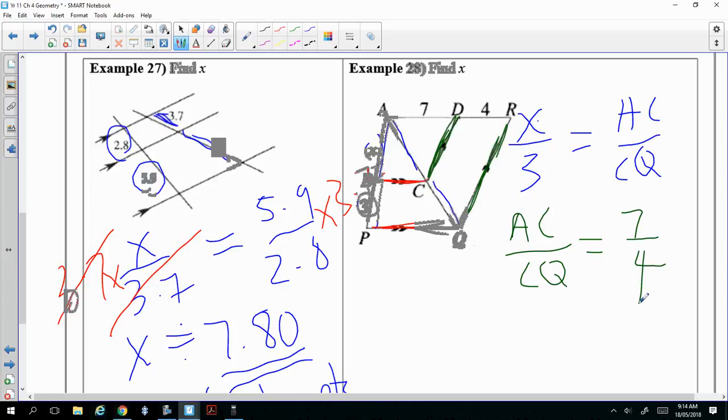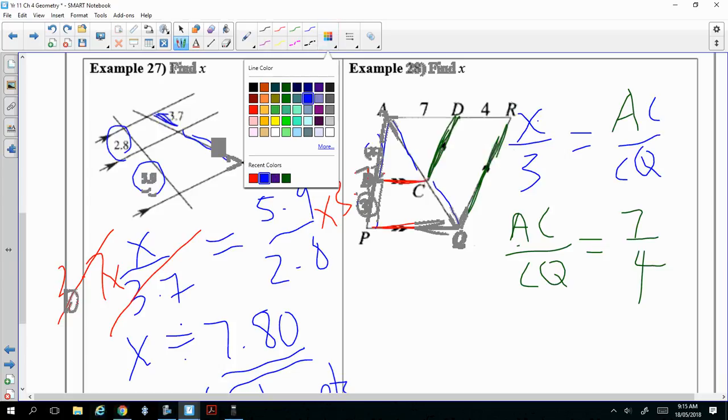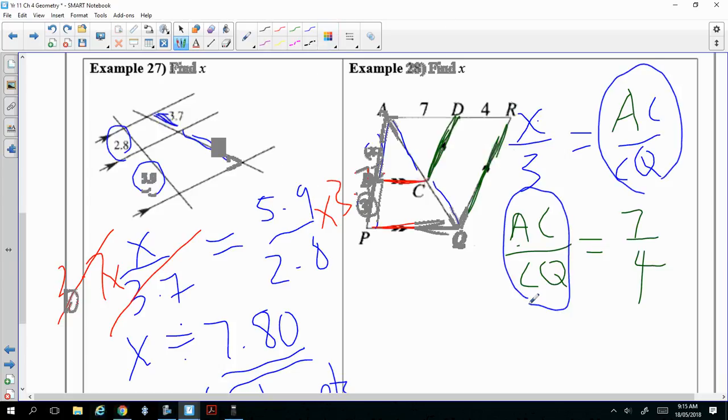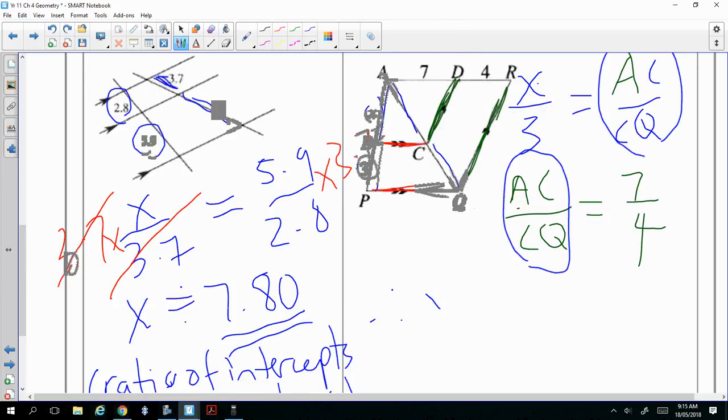That's AC. Okay, good. Now, hang on. AC over CQ. Sorry, I thought it was the other one. Let me write this again. AC. Okay. Now, the good thing is that we can make them equal, right? They're equal. So you can say, therefore, x over 3 equals 7 over 4. So you can apply this theorem twice to work out the missing sides.